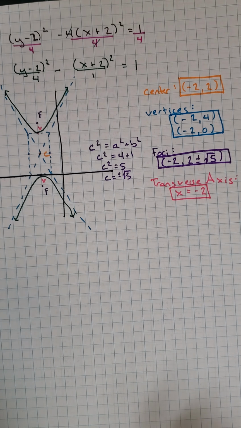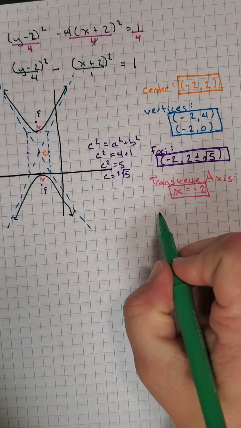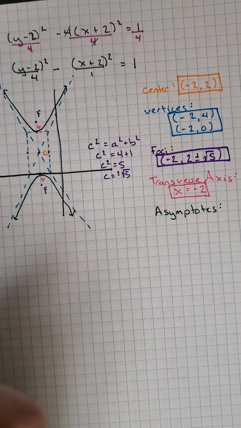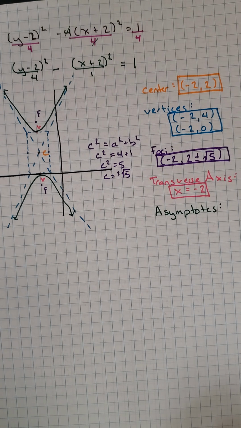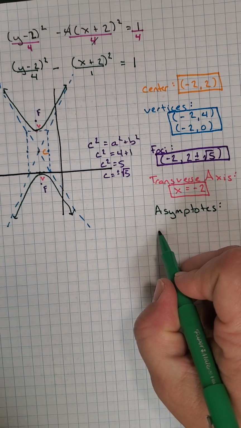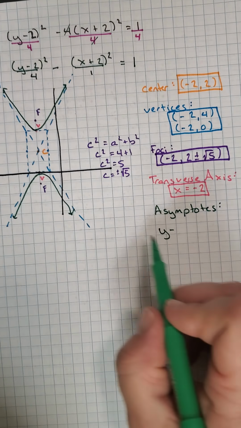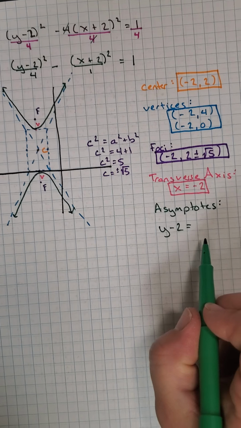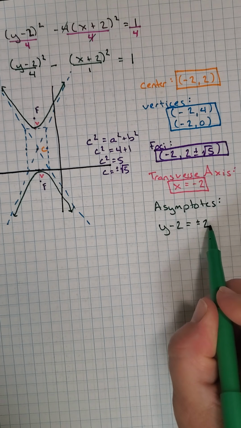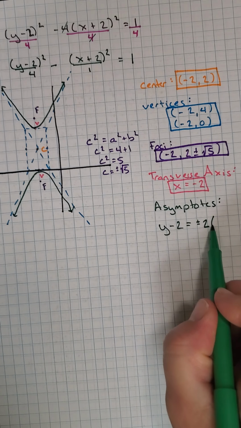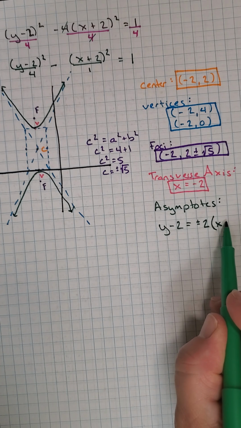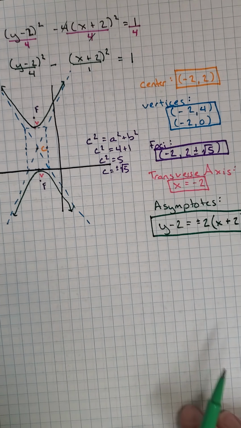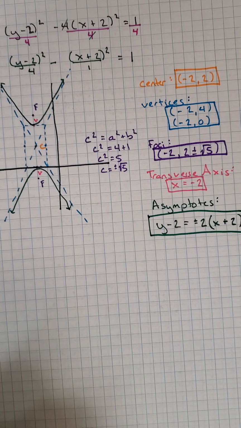All right, and then finally your asymptotes. We need the equations for those. If we use the center in our slopes, we'll have y minus, and then our y here is 2, equals our slope up and over goes up 2 over 1, so plus or minus 2. And then you can look at your x here, it's just x plus 2, or just know your center is -2, so it's minus -2, which makes it x plus 2. And you can just leave it like that. And that's the equation for the asymptotes. So those are all the answers you need for this one.